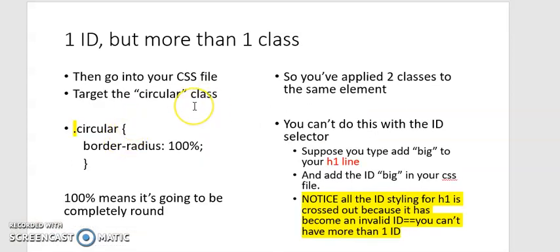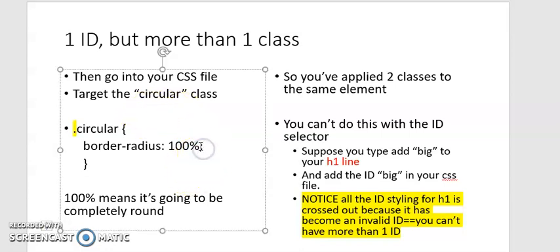Now go into your CSS file and target the circular class. You need to type this in: dot circular, curly brace, border-radius colon 100%. That means your image will have a round border. Your image is going to appear circular, it's going to be round. Then a semicolon there and a closing curly brace.